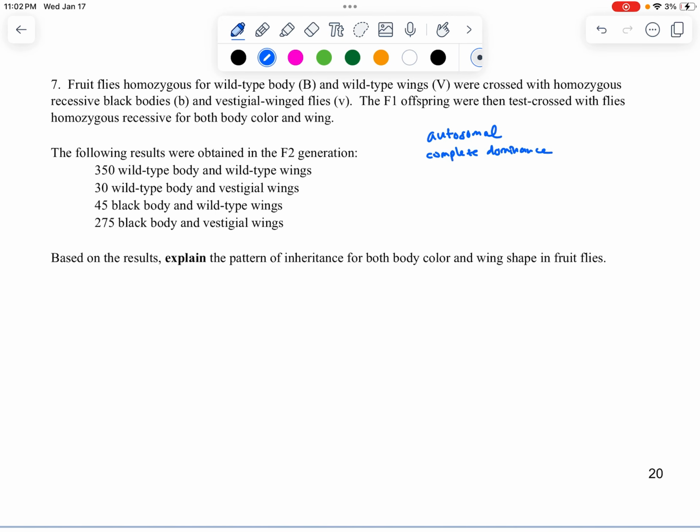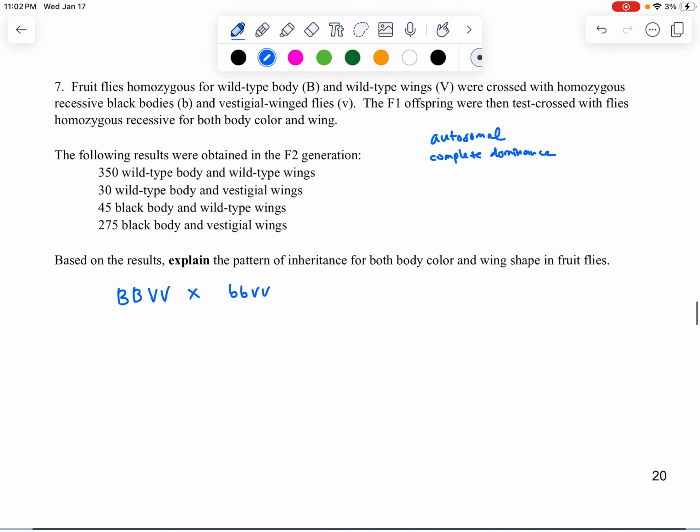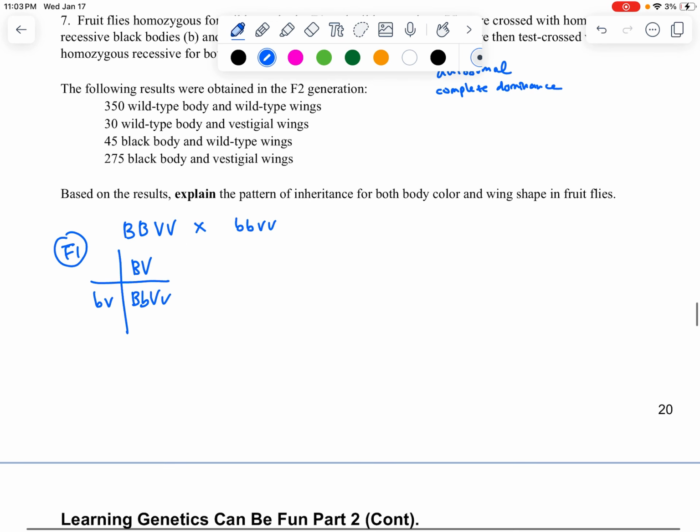It says that the first parent is homozygous dominant for both. We're crossing that genotype with homozygous recessive. So now if you cross these two, you can do the Punnett square, right? The only possible gamete from the first parent is big B, big V, and the second parent is little b, little v, meaning you're going to be producing double heterozygotes as F1. That's what we get from F1.